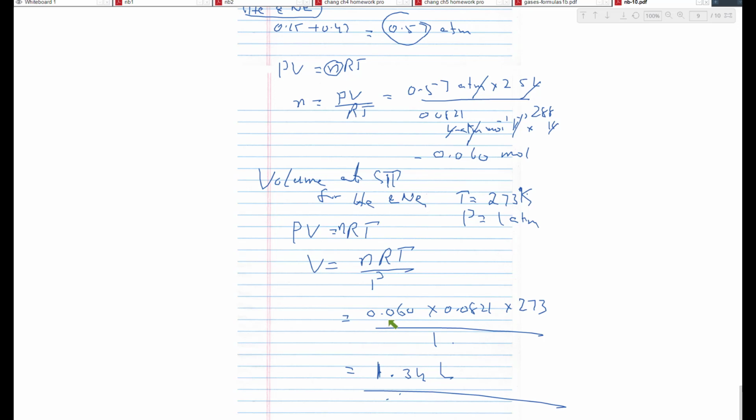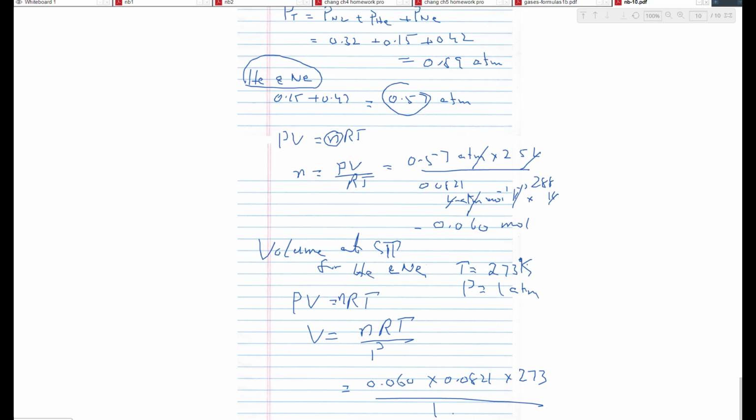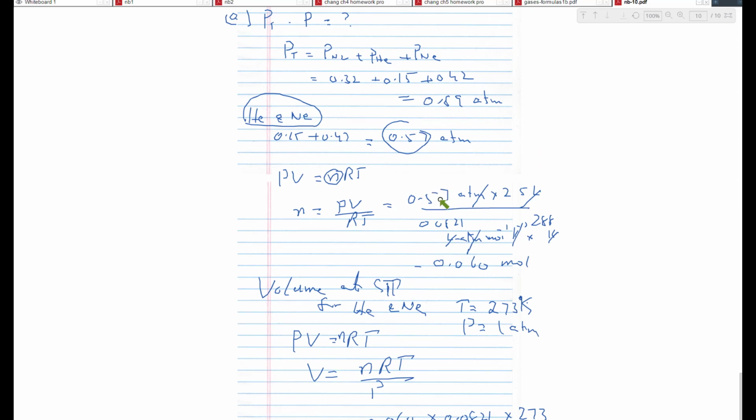What did they do differently? Maybe they took all of the original values. They did V2 equals 0.57 times 2.5 times 273 Kelvin divided by 1 atmosphere divided by 288 Kelvin, and then they got 1.4 liters. Let me see what that comes out to: 0.57 times 2.5 times 273 over 288. It comes out to 1.35 for them, and that's why they're rounding to 1.4.